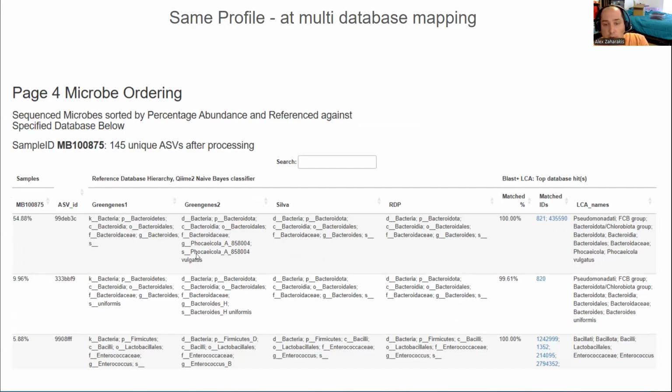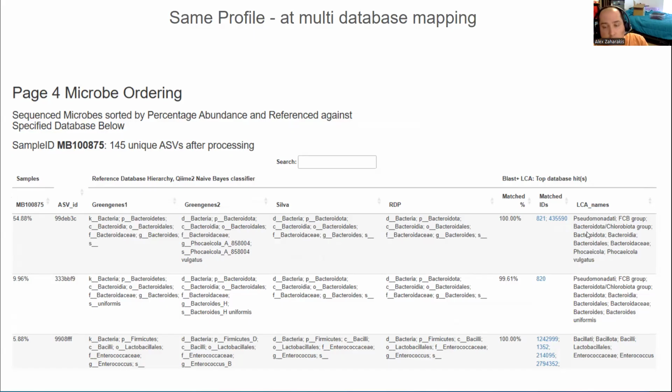In a newer database, it's being found as a Phocaecola. In two other databases, which are a little bit older, it's also registering as a Bacteroides. And then finally, looking at NCBI BLAST, we're resolving it to Phocaecola vulgaris.